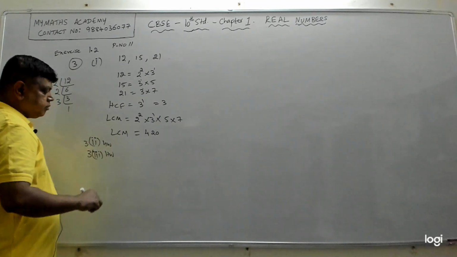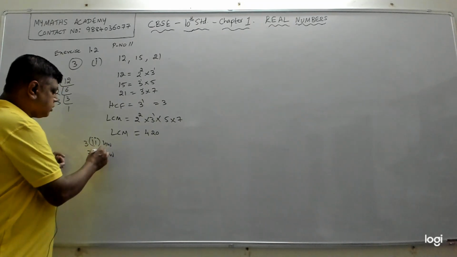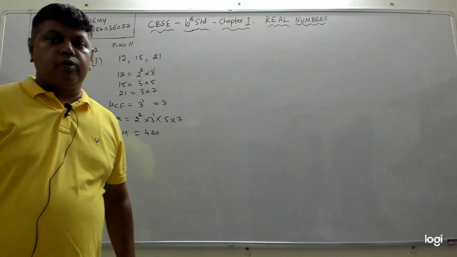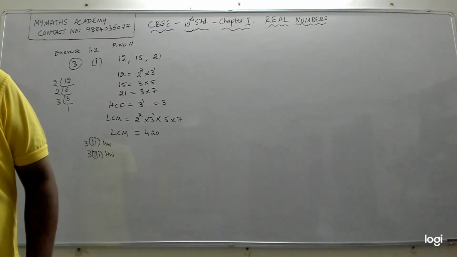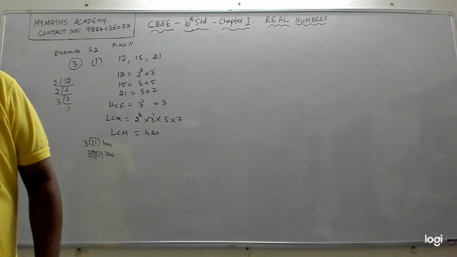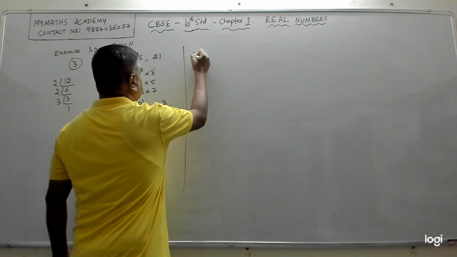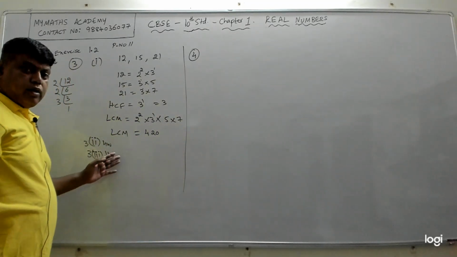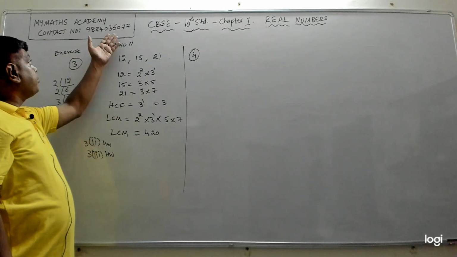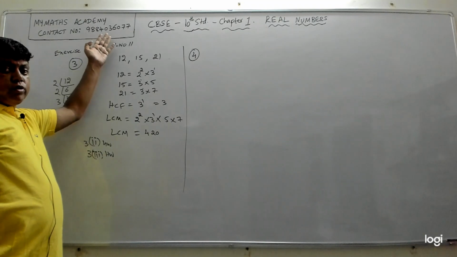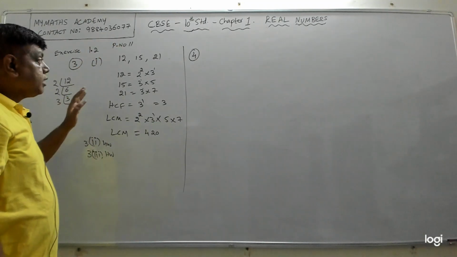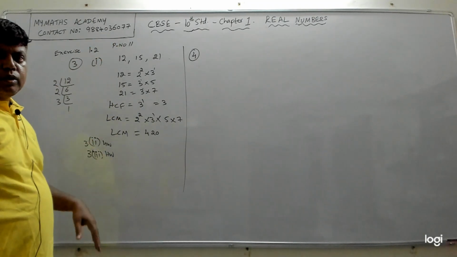Now you can try the second and third problems similarly as homework. Both have homework, in the second and third subdivisions. Similarly, you have to find the LCM and HCF. When you try this, if you have any doubts, you can WhatsApp me. My number is 9840360777. I will try to answer as much as possible.